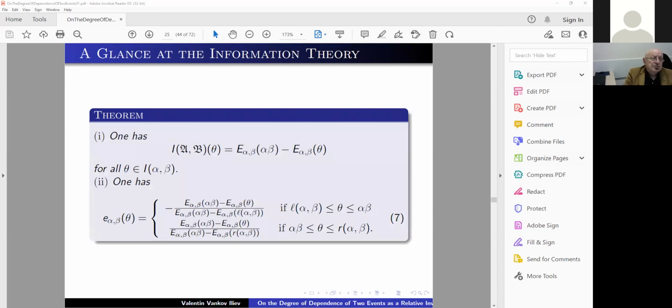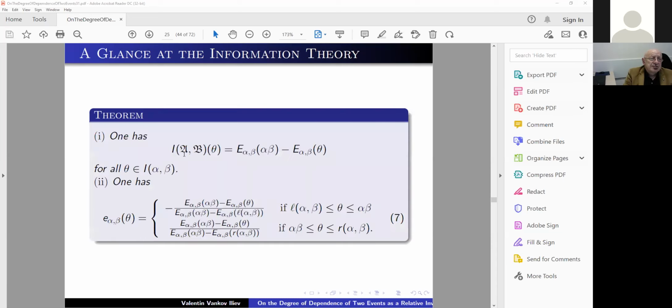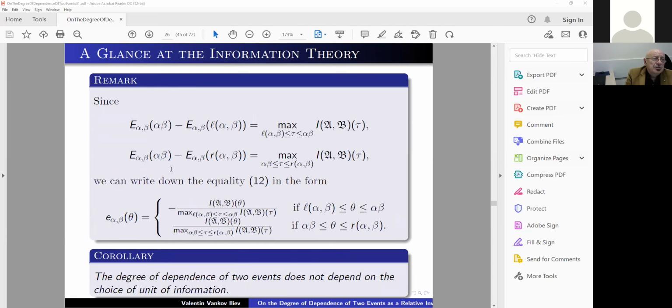The average information of one of the experiments A and B relative to the other, this is denoted in this way, at the point theta is just the deviation of the entropy from its maximum. The deviation of the entropy from its maximum. And from here, and from the construction of the dependence function, E alpha beta, you get those formulas for this dependence function. And it can be written in the following way.